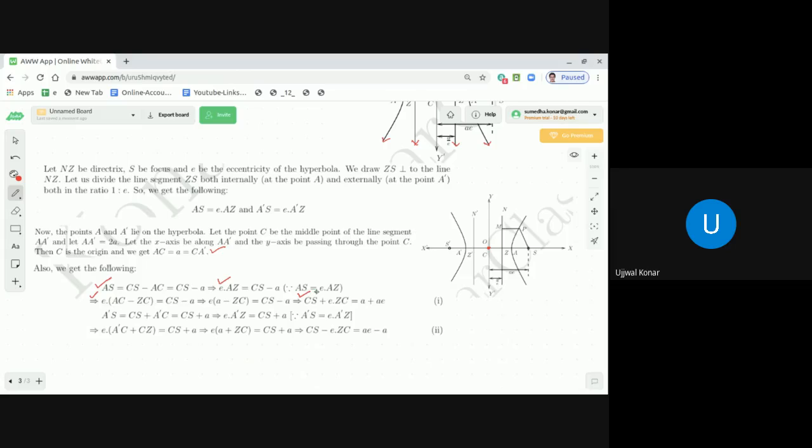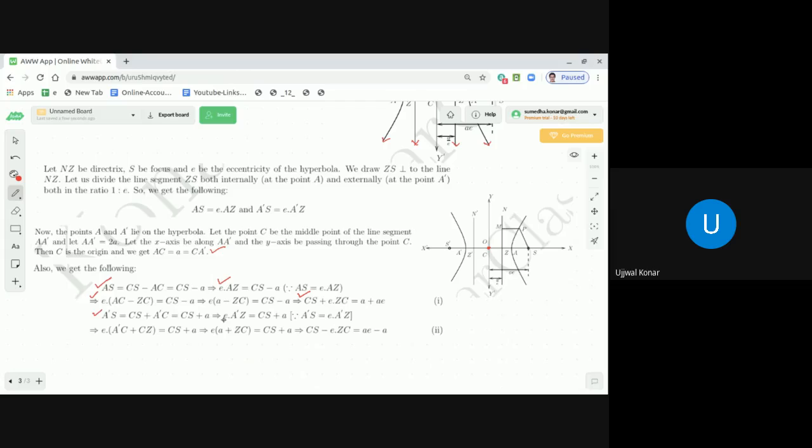In a similar manner, if you see A dash S is equal to CS plus A dash C, and A dash C is nothing but a. So that means we get E into A dash Z is equal to CS plus a.